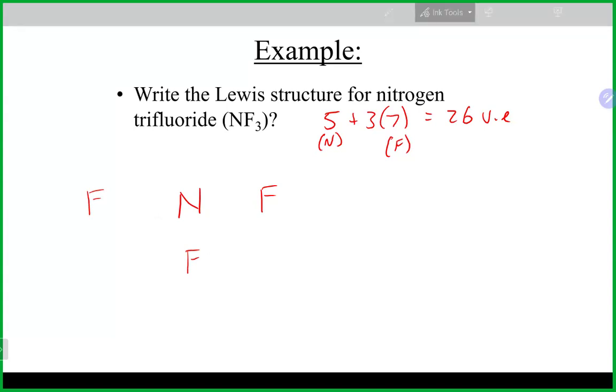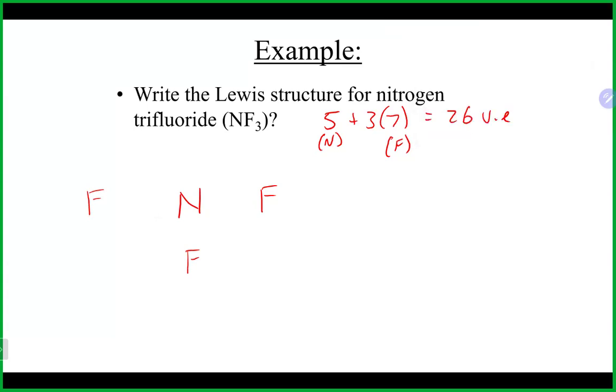Now that I have it, I'm going to do what I said before. We're just going to make one single bond from the center atom to each of the outside atoms. Each line represents 2 electrons, so that's 2, 4, 6 electrons I just put up there. So I'm going to take 6 off. That's going to leave me 20 more electrons that I need to put on this picture before it's done.